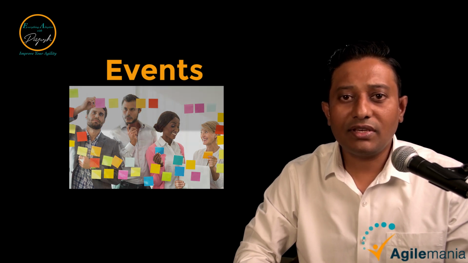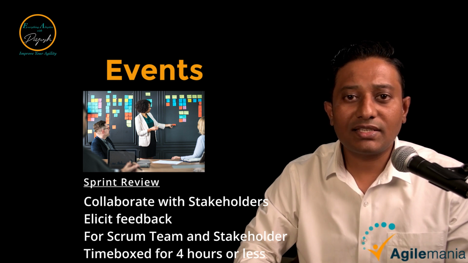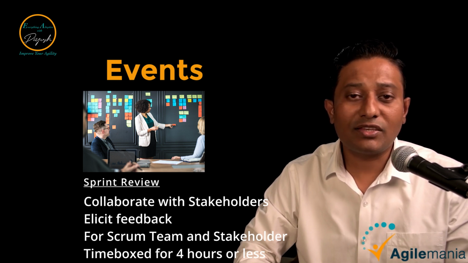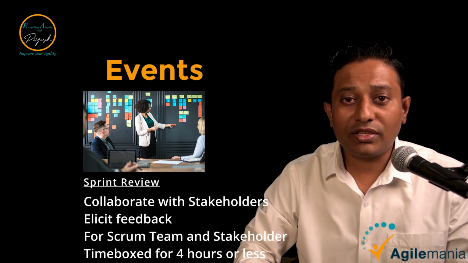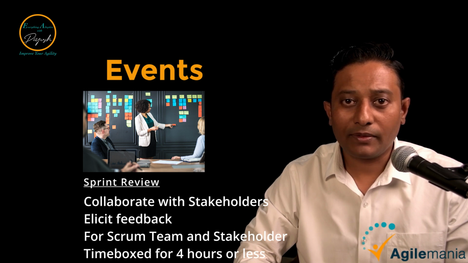The next event on the sprint is the sprint review. This is the second last event typically on the sprint, which is for collaboration with the stakeholders. It is an inspect and adapt opportunity where the stakeholders and the Scrum team come together and gather feedback about the work that was done.